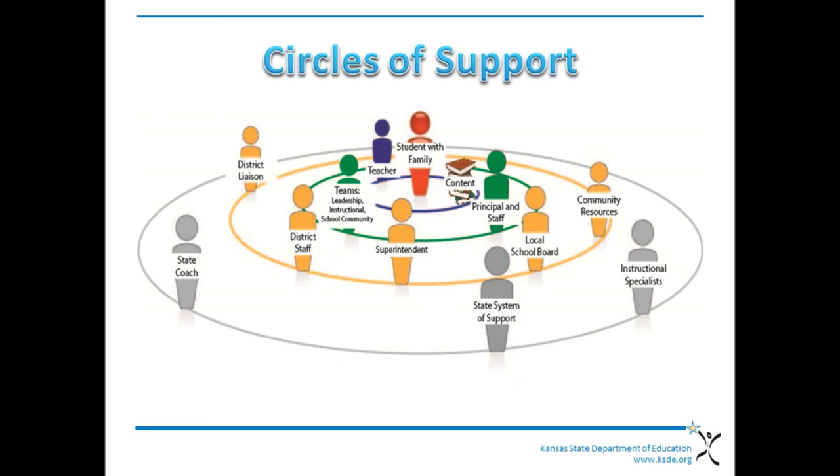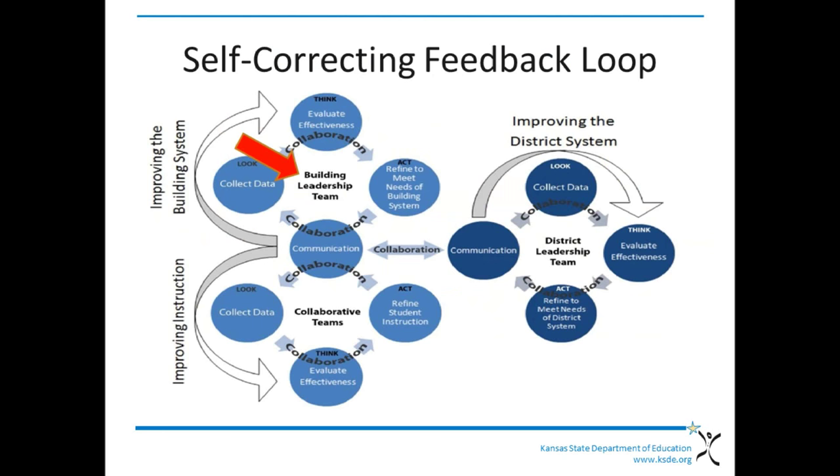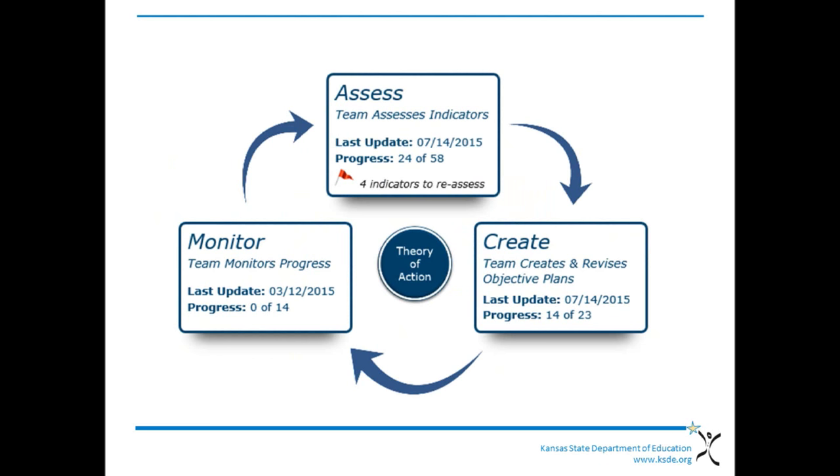The next slide talks about the child and the support that they get, with the child being in the center, then the teacher in the classroom, building teams, district teams, and then the statewide support that's provided. We also look at the self-correcting feedback loop and the Kansas Star plan, which is what I'm here to talk with you about today. Each one of them involves taking a look at your practice, evaluating your practice, making changes, collecting data, evaluating, monitoring, and so on, so that you continually improve the educational system in your buildings.